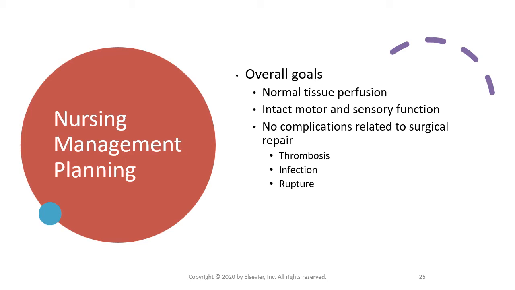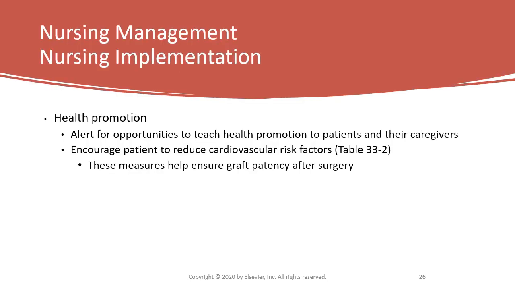To promote overall health, encourage the patient to reduce cardiovascular disease risk factors, including controlling blood pressure, ceasing tobacco use, and maintaining normal body weight and serum lipid levels. These measures can help ensure continued graft patency after surgical repair. Counsel the patient about taking part in moderate physical activity. Before surgery, provide emotional support and teaching to the patient and the caregiver.